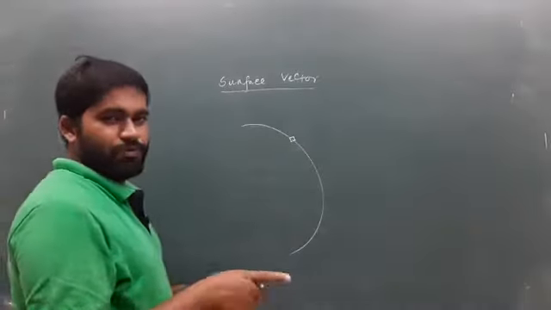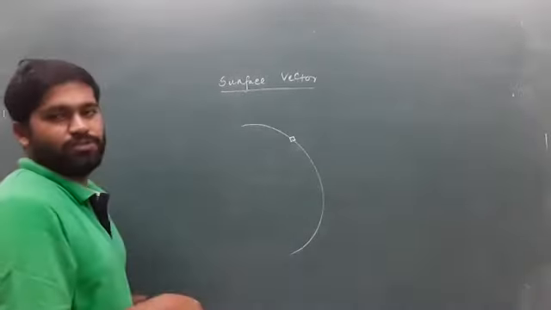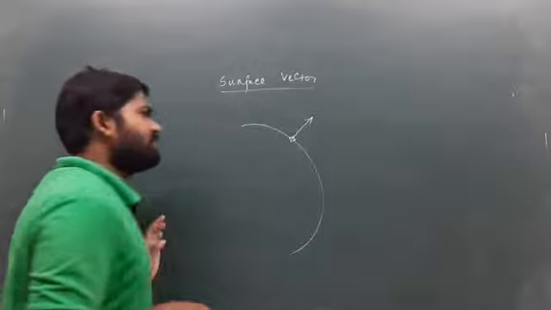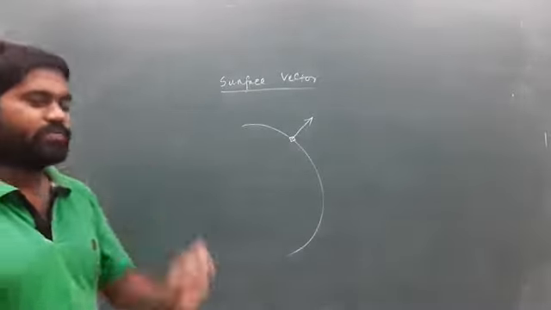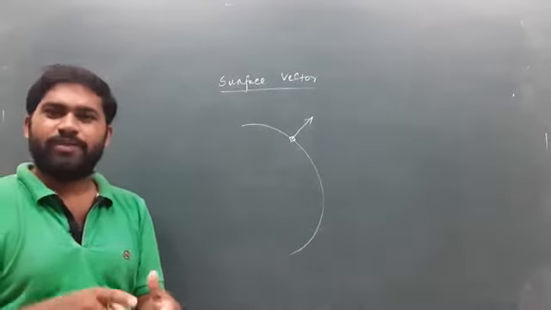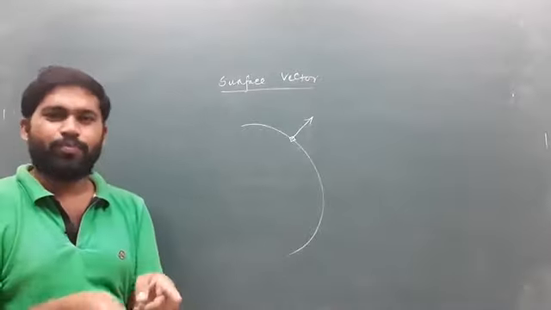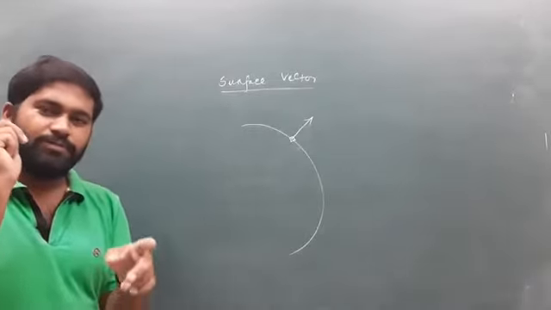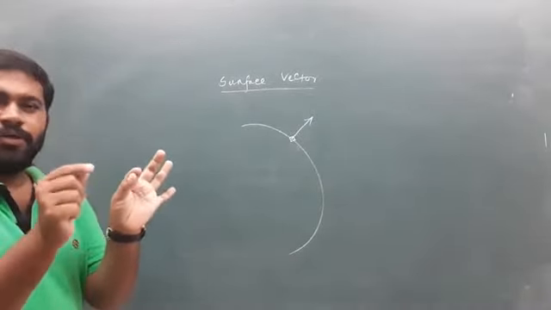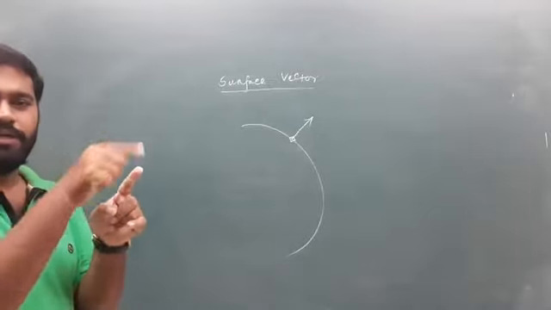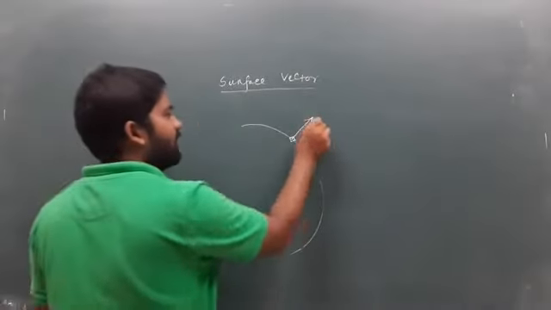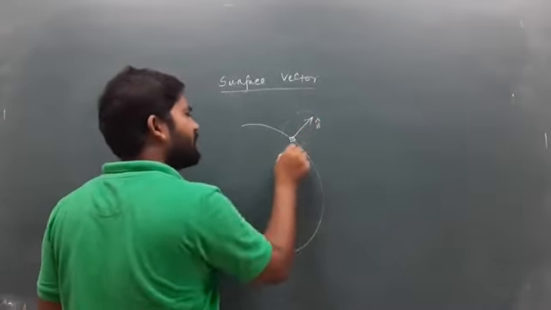Now draw a perpendicular to that square, and that will represent the surface vector for that curve region. So when we find the surface vector for any curve region at any point, take a small square on that point, because the smallest distance between any two points is a straight line, and draw a unit normal to that square. Its direction is normally outward, and that will represent the surface vector of that curved surface.